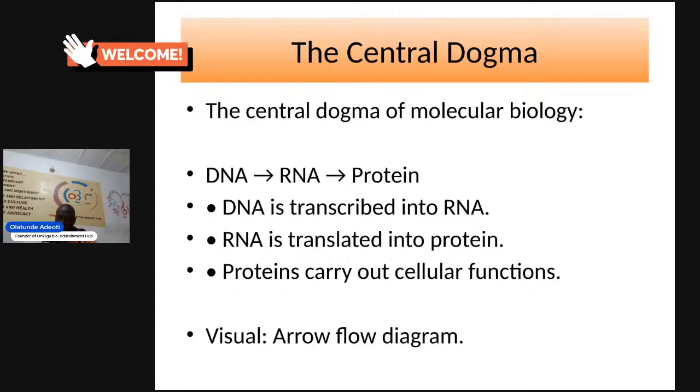Okay, and this is to remind you of the central dogma theory in molecular biology. If you don't even know any other thing, the central dogma theory is very, very important. It is the arrow flow from DNA to RNA, then RNA to protein. DNA is transcribed to RNA. Don't forget that RNA is single-stranded, while DNA is double-stranded, then to protein. So protein carries out the cellular function, just like I said.